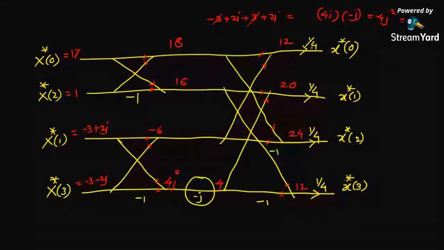Now multiply by 1 by 4. So 12 divided by 4, 3. 20 divided by 4, 5. Then 24 divided by 4, 6. And 12 divided by 4, 3.